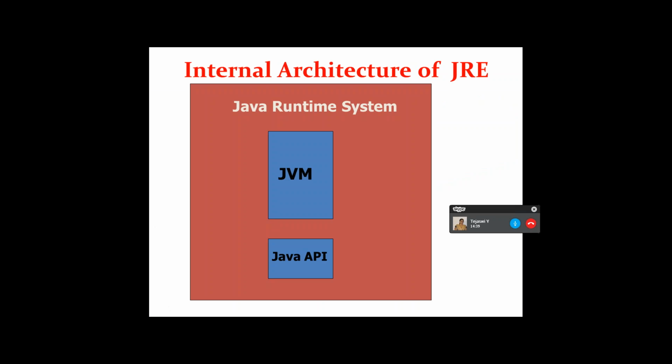JRE stands for Java Runtime Environment. JRE will be provided with two areas: one is JVM, another is Java API. So JRE stands for Java Runtime Environment, and this JRE consists of two blocks: one is JVM, another is Java API.